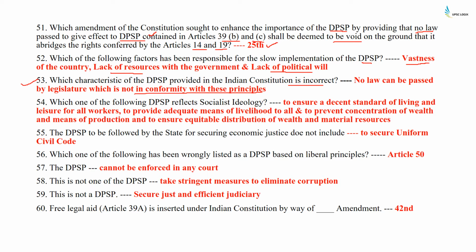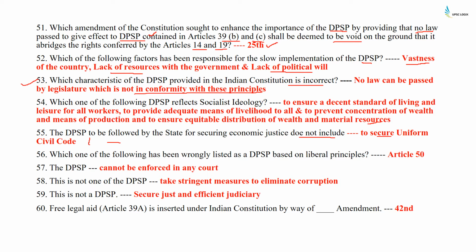Which one of the following directive principles of state policy reflects socialist ideology? To ensure a decent standard of living and leisure for all workers, to provide adequate means of livelihood to all, and to prevent concentration of wealth and means of production, and to ensure equitable distribution of wealth and material resources. The directive principles of state policy to be followed by the state for securing economic justice do not include to secure a uniform civil code, and this is Article 44.